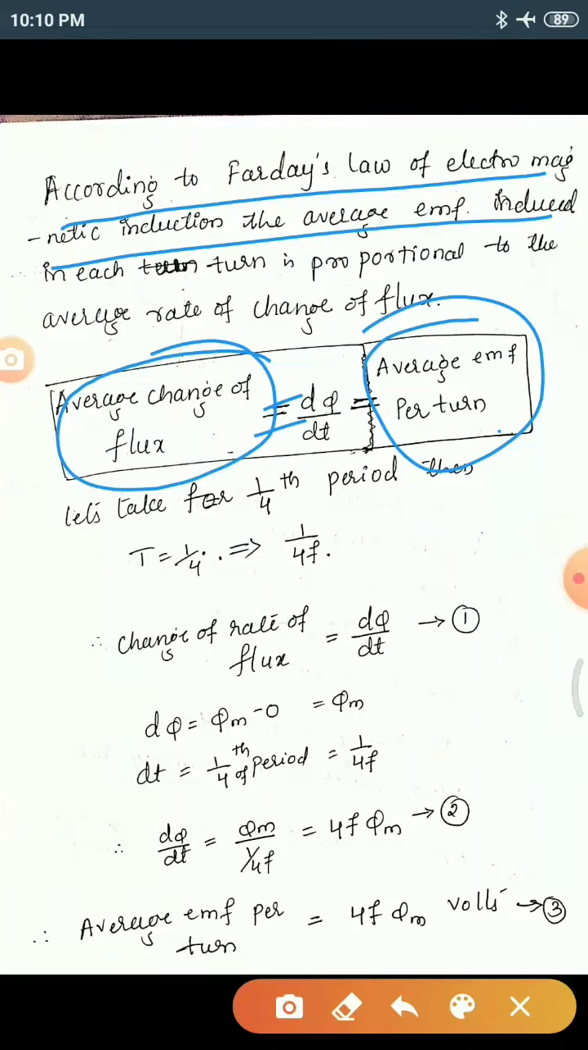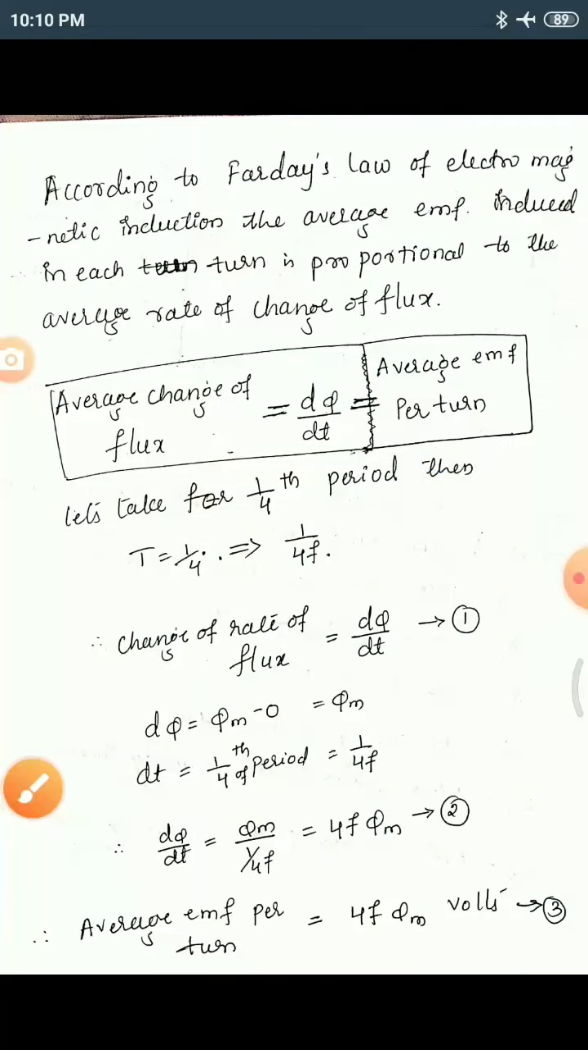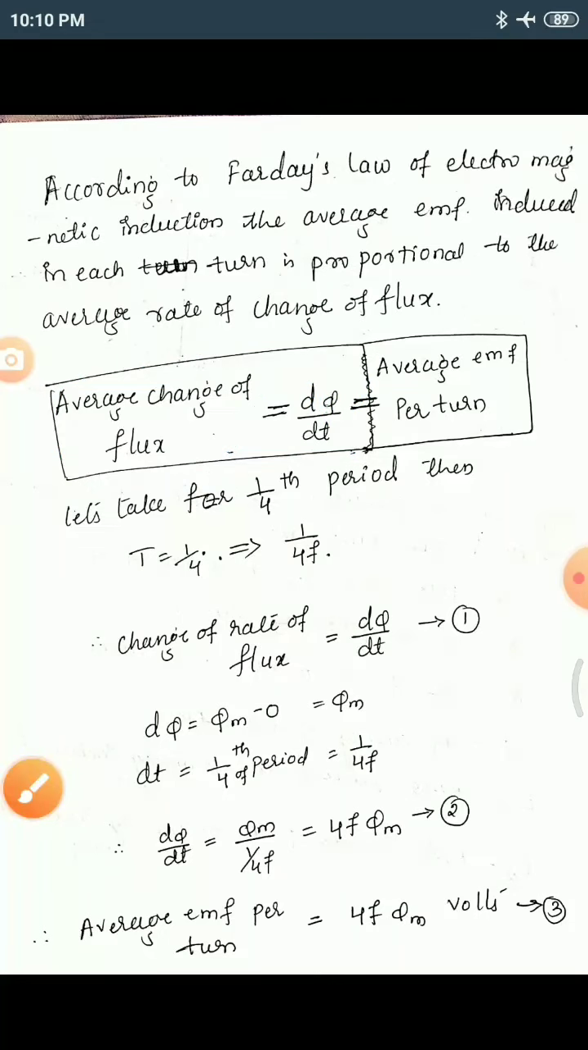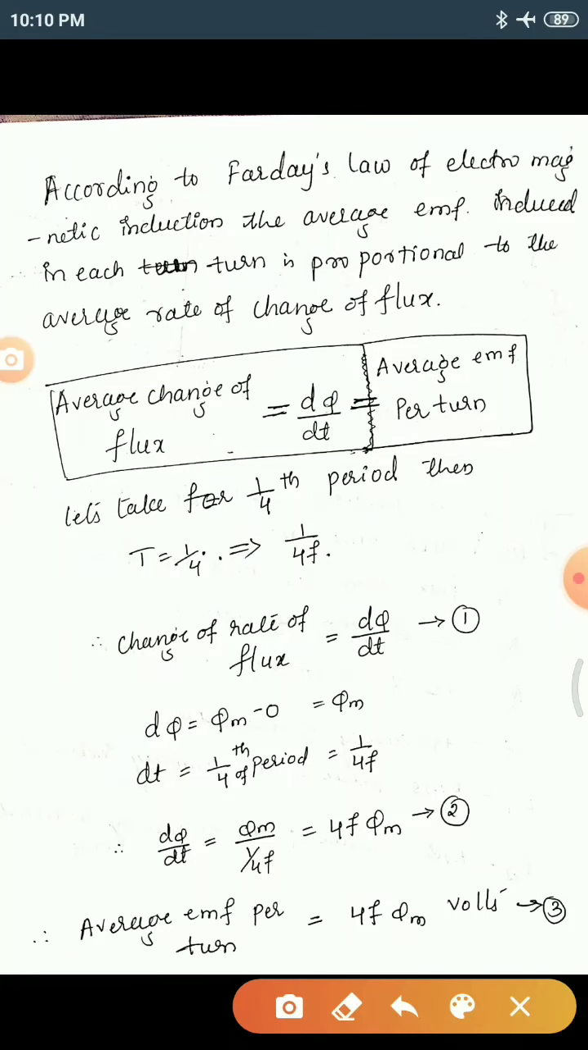You can write first that the average EMF per turn is equal to the average change of flux. Now we'll write what this average change of flux is. That is nothing but d phi by dt. The meaning of this is the change of flux. Change of flux means d phi by dt. Let's find out what this d phi is and what the dt is.